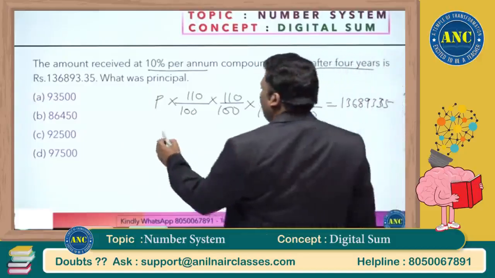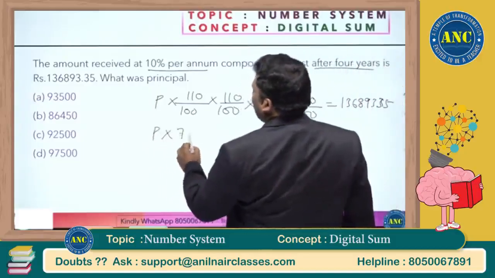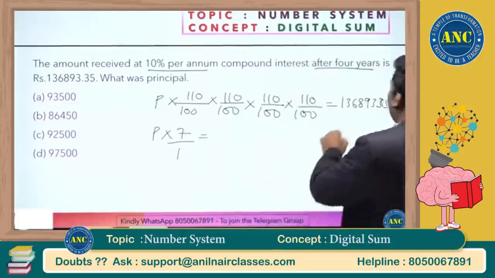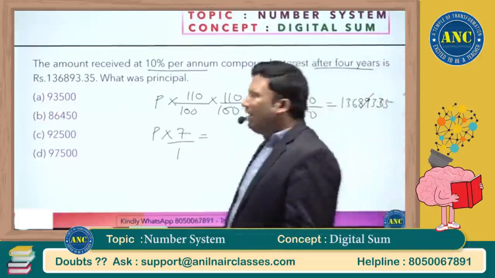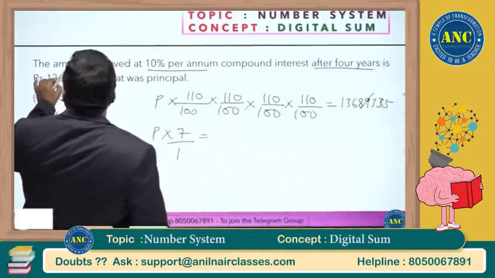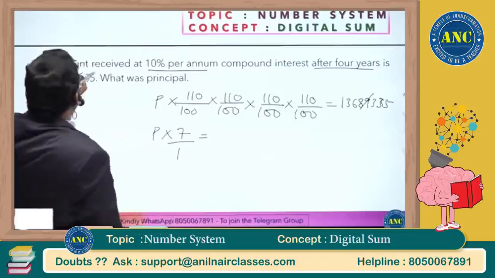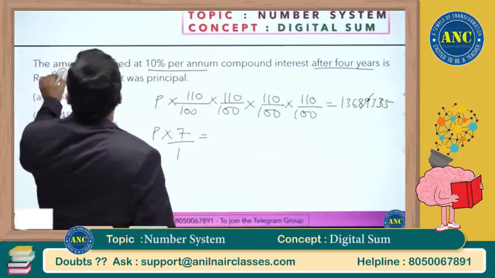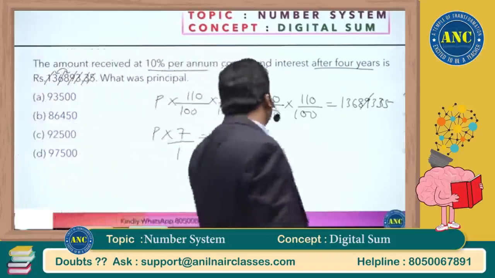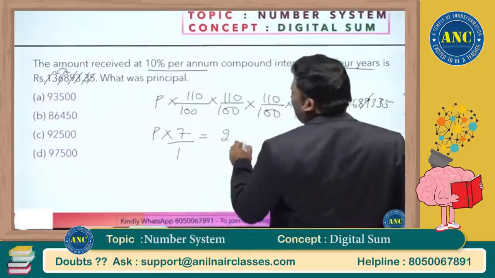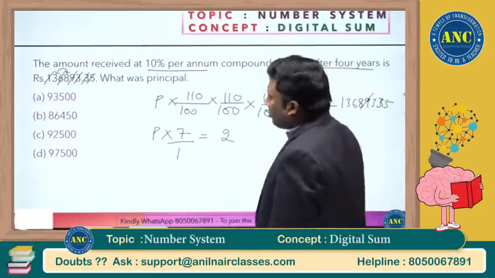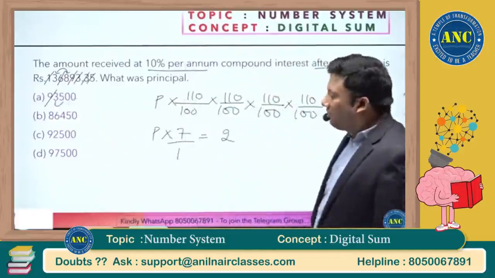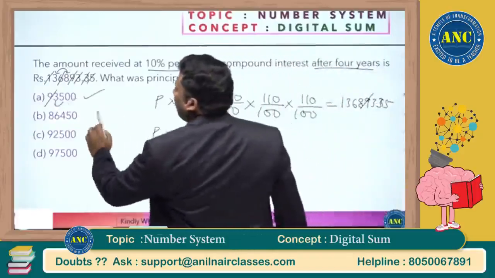P into 2 power 4, 16, divided by 1. Equivalent to 9, it is out. Very easy. 9 it is out. 6 plus 3, it is out. 5 plus 3 plus 1 also, it is out. The remaining is 8 plus 3, 11. 11 is nothing but 2. So here 9 out. 5 plus 3, 8. 8 sevens are 56. 5 plus 6, 11. 1 plus 1, 2.